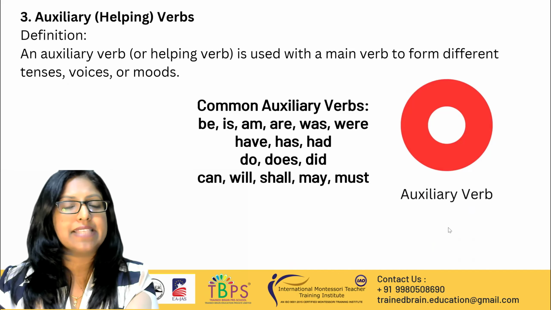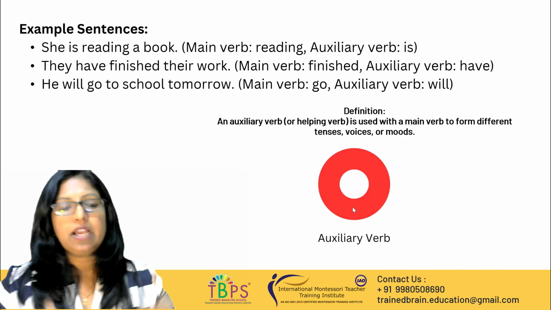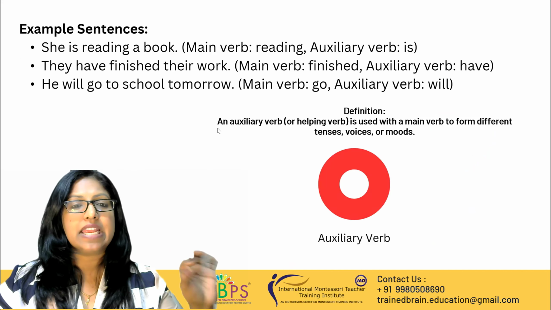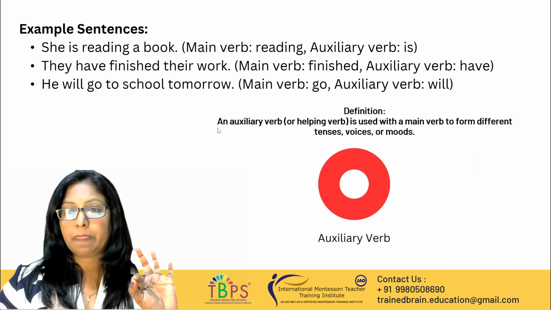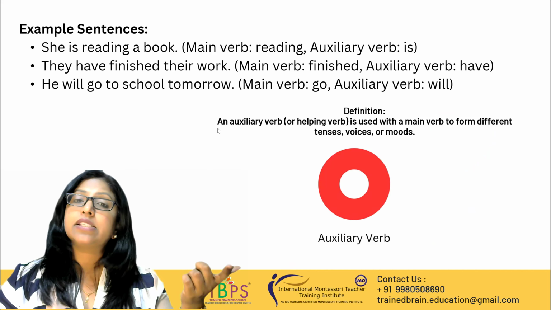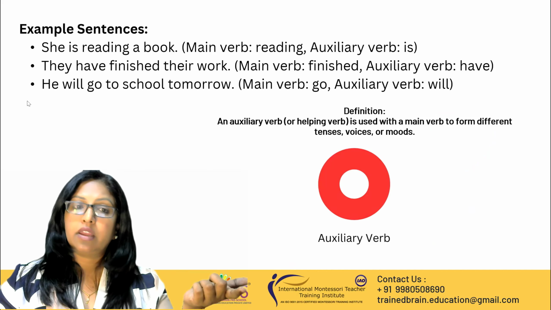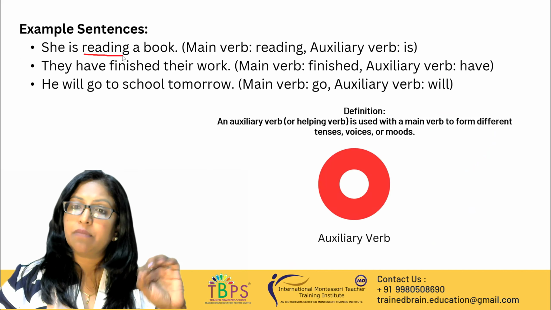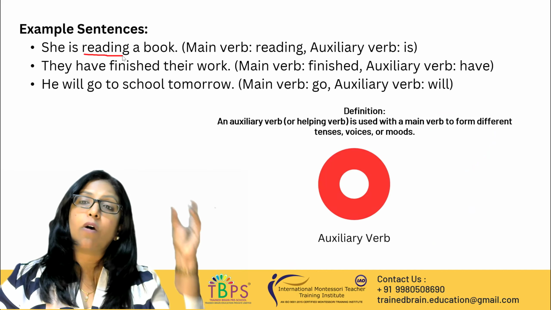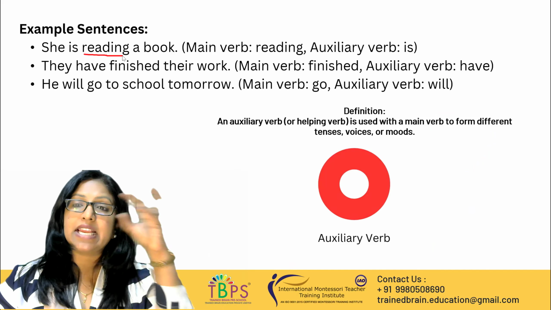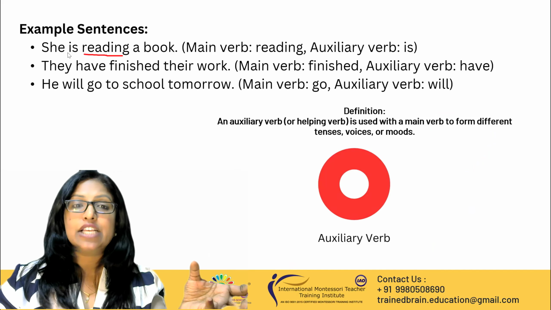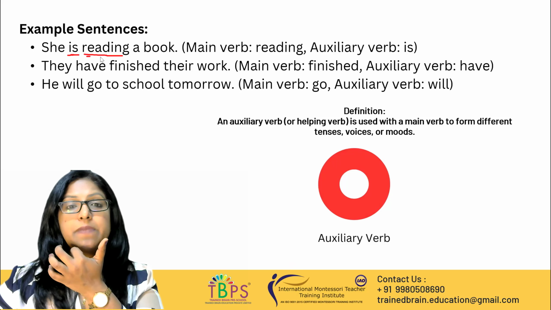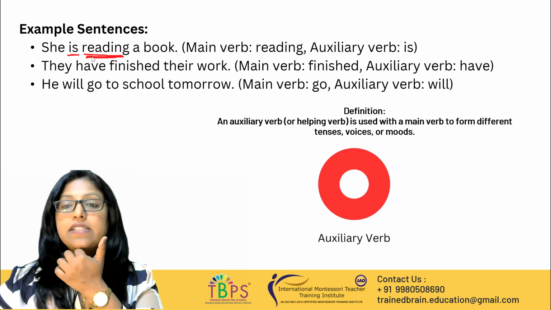Let's see some examples for it. Okay, let's try with the first exercise. First sentence, she is reading a book. Okay, now what is the main verb here? The main verb is reading. She is reading a book. When I use my auxiliary verb, that is, she is reading, right? So is becomes my helping verb. So what does this become? It's an auxiliary verb.